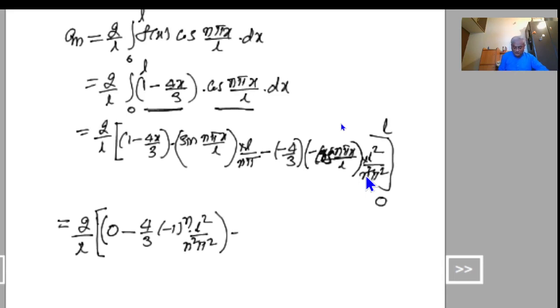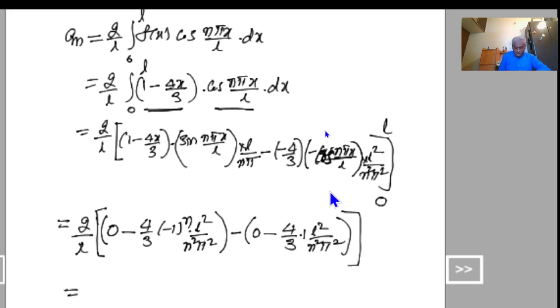This is the upper limit. Minus, coming to the lower limit, put x equal to 0. Sine of 0 becomes 0, so the whole first term is 0. Then minus 1 minus, here minus 4 by 3, and if I put x equal to 0 here, we get cos 0 equal to 1, into L square by n square pi square.